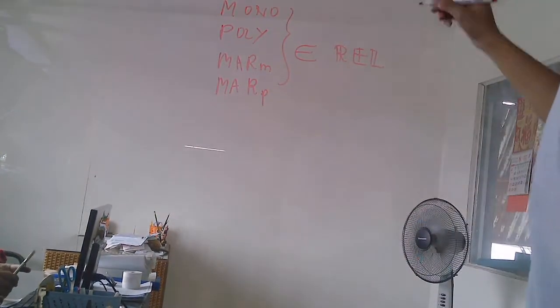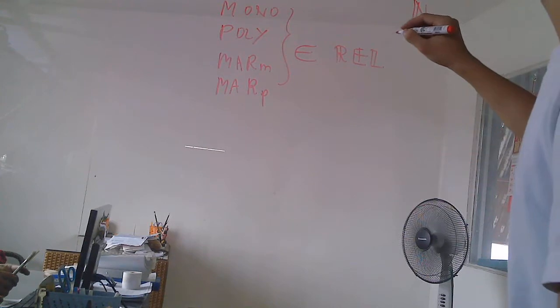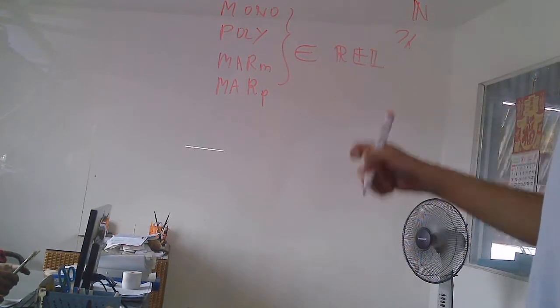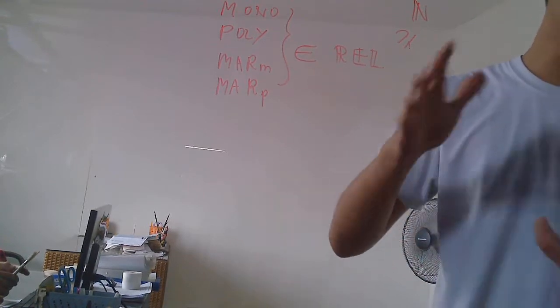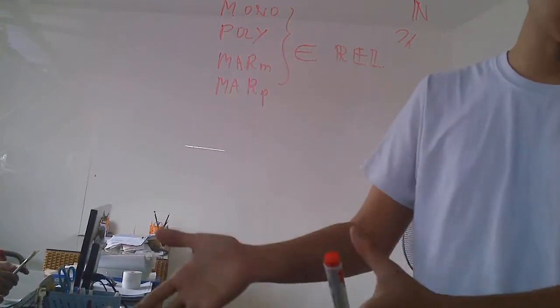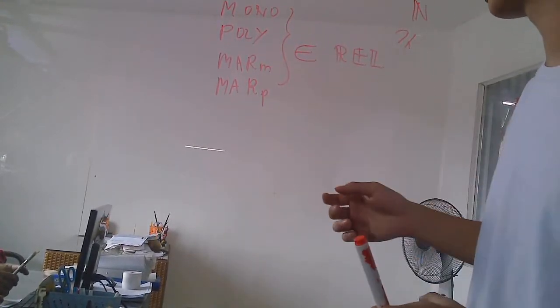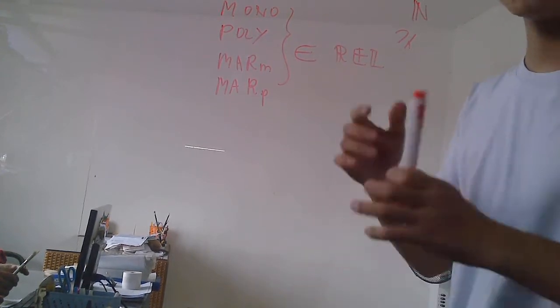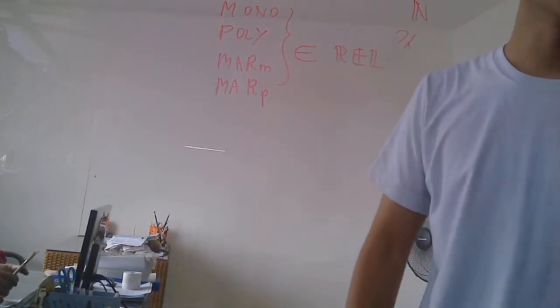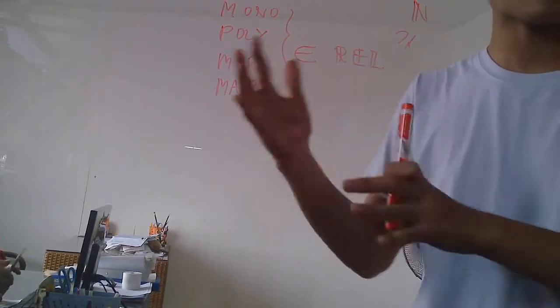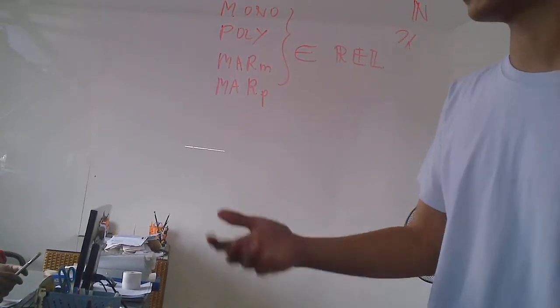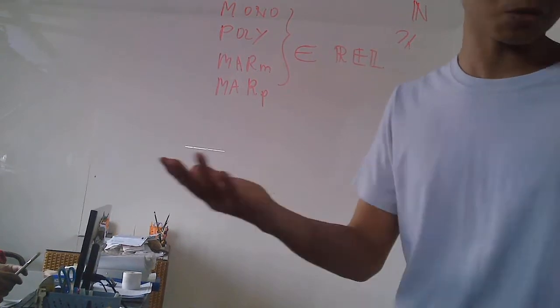And also N is a subset, but not the entirety of REL, because part of describing a relationship is saying how many people are inside it. So 2 people are inside the relationship, 3 people are inside of it, and we want to say natural numbers because we cannot say 1 1/2 people are inside the relationship. That doesn't make sense.